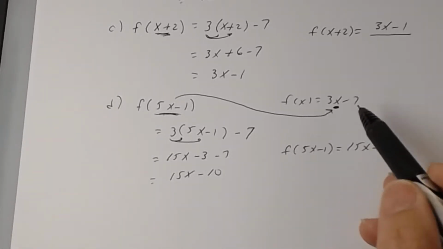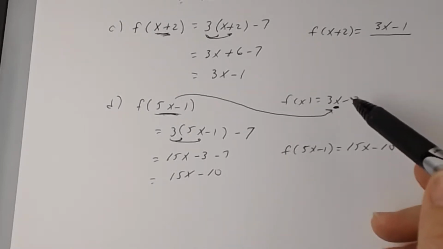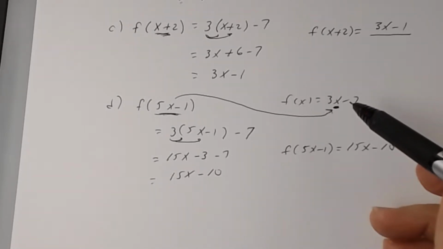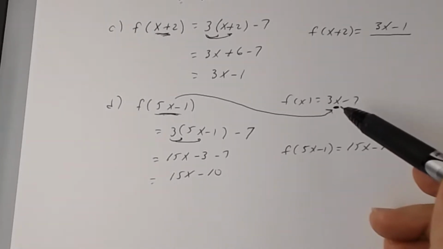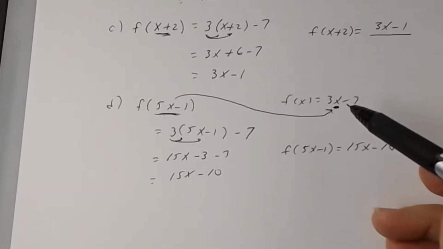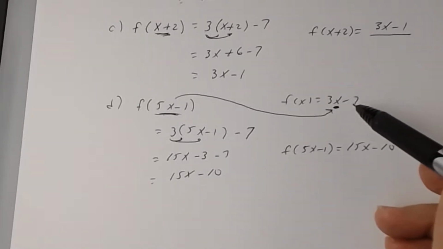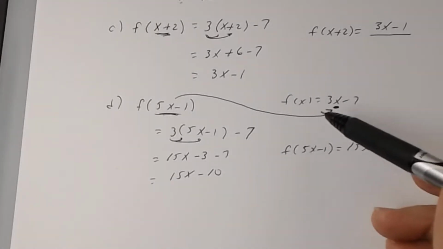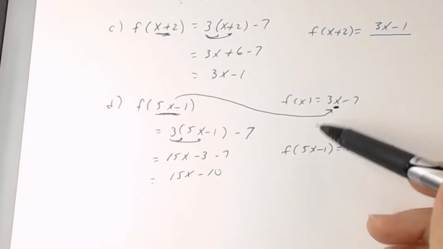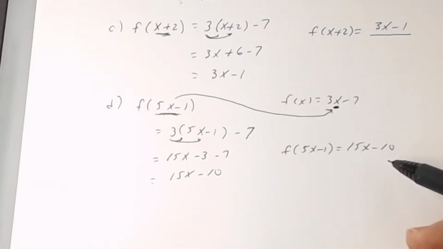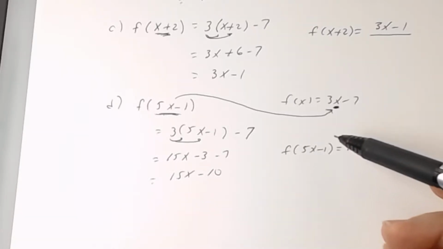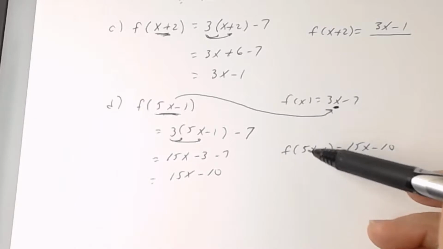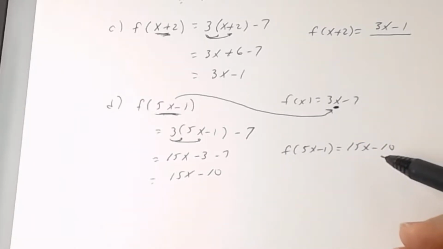So you know what f of x is. What's f of x equal to? No. But what expression is it equal to? 3x minus 7. So if I want to evaluate it at 5x minus 1, then this becomes what expression? No. What expression does it become when I evaluate it at 5x minus 1? 15x minus 10. Okay, that's what it becomes.